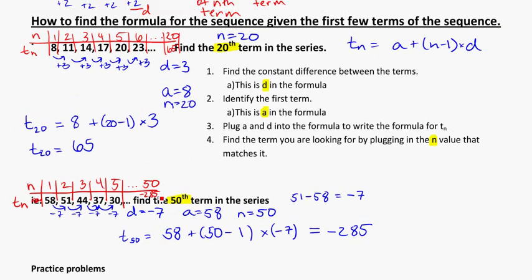Sometimes a little subtraction here helps. And as a hint, you'd always want to do the second term, so t2 minus t1. So second minus first, if you're not sure what d is just from looking at it. The reason I'm doing that is because if you did it the other way around, 58 minus 51, you'd get a positive 7. But the sequence is going down by 7 every single time, not plus 7 every single time, so you get your sign wrong. So watch out for that. You should get a negative number if the sequence is decreasing every time, and you should get a positive number if the sequence is increasing every single time.